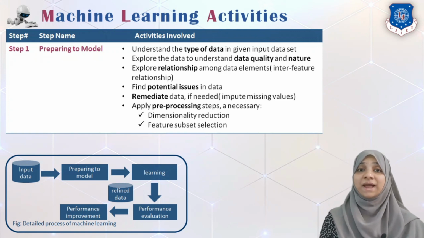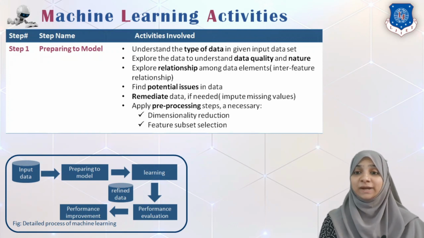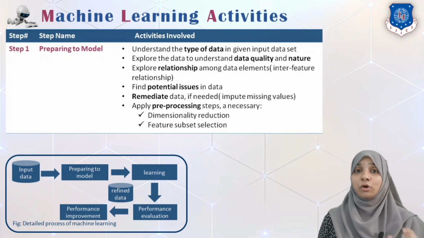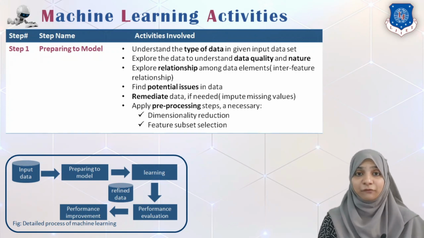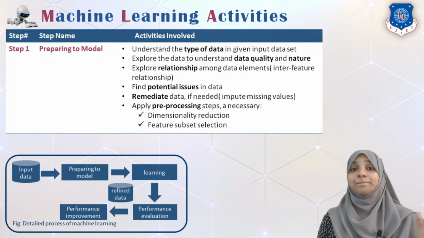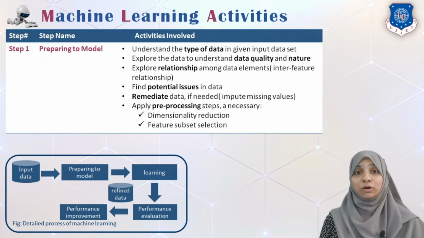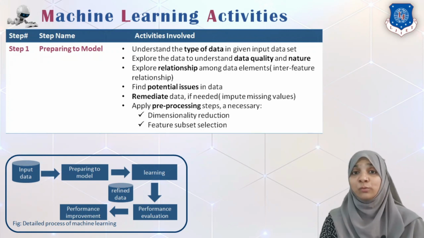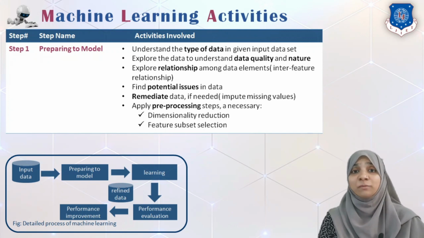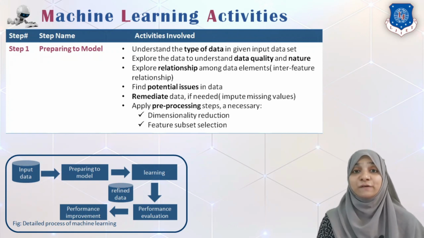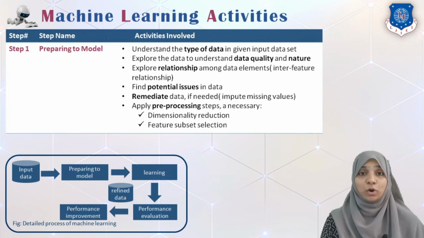We also need to apply some pre-processing steps. Pre-processing steps might include dimensionality reduction. That means if my data contains hundreds of attributes, do I really need all those 100 attributes to make a learning model, or do I need only 5 to 10 attributes that will be enough for my model? So dimensionality reduction is basically finding the attribute set which is required for the machine learning algorithm. We also do feature subset selection here. That means, do we need to create more attributes, or combine the attributes and make a subset of attributes so that it will be enough for the machine learning model? These are the important steps carried out during the very first step of machine learning, called preparing to model.